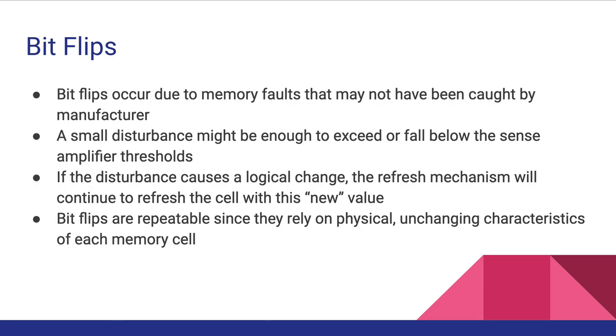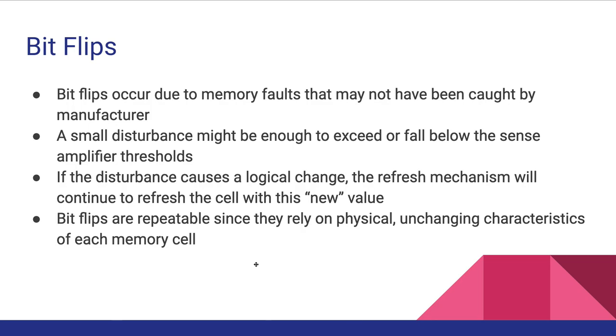And this happens because some memory faults in manufacturing may not have been caught. There might be some disturbances that happen when nearby components are operating. And if these disturbances produce more charge on a nearby cell, then the resulting charge may be higher than some threshold that determines if it's a 1, or if it reduces charge, then the resulting charge may fall below the threshold that makes it a logical 0. And whenever these changes occur, the refresh mechanism will then propagate them back and consider them to be the new value of that cell.